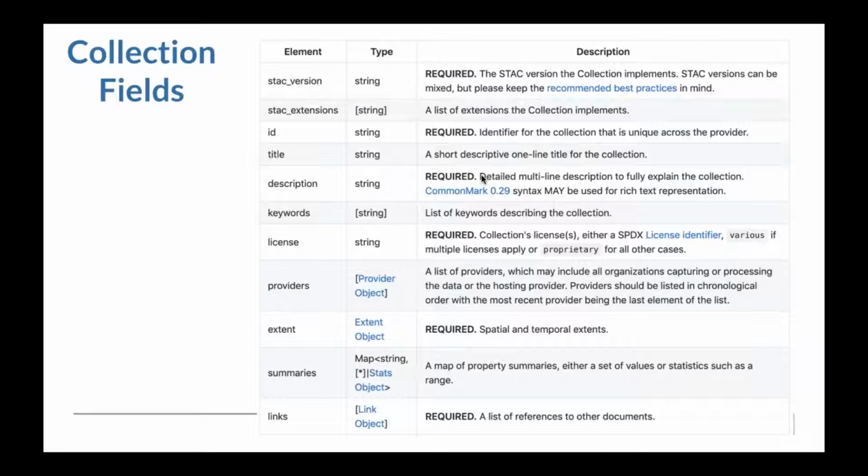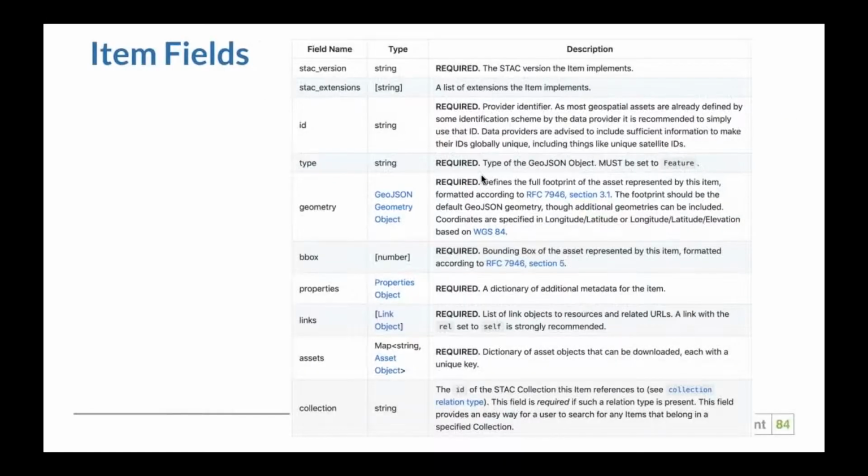And then when we look at the items, we've got the ID, type, and geometry, and bbox, which you might recognize as GeoJSON fields, because STAC at its core is GeoJSON based, which allows responses from searching to be opened up easily into QGIS or into other geospatial software. I'm going to call out the properties here. I'll get to that in a second.